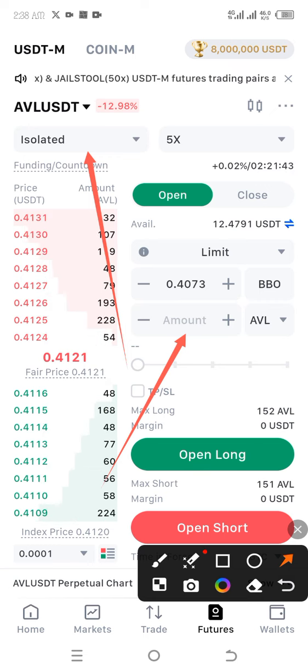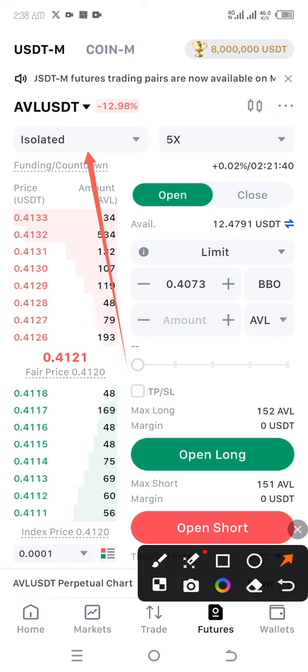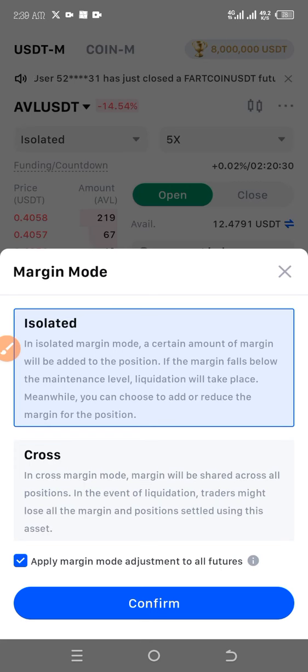So now this is cross, and this is isolated. Cross is when you want to trade, and let's say you have that $100, and the price goes against you on the $10 you used to enter the trade. You will actually still be in the trade, and once the price bounces back, you will be in profit. So it depends on how you select it. You can select isolated, and you can select cross. Whichever one you select, you just click on confirm.